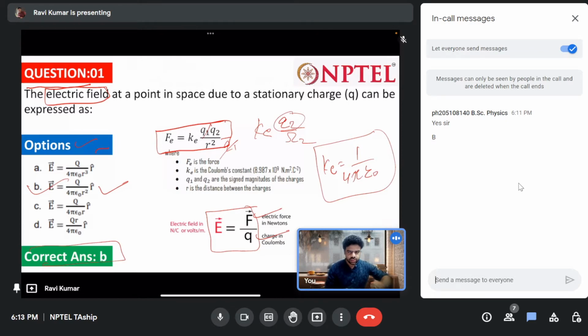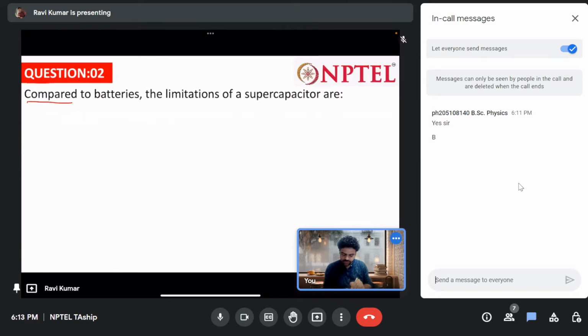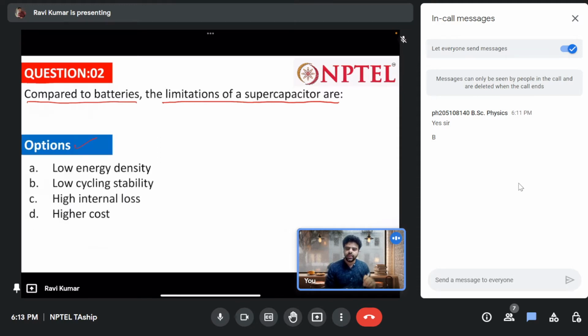Let's move to the next question, which says, compared to batteries, the limitation of a supercapacitor are. These are the options. You just need to tell me the limitation of supercapacitor among the four options. Is supercapacitor a low energy density device, low cycling stability device, high internal loss device or higher cost device? Which options belong to this supercapacitor?